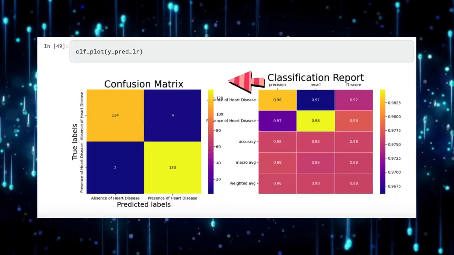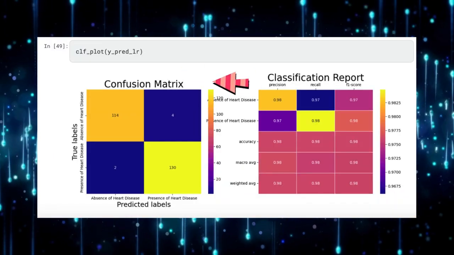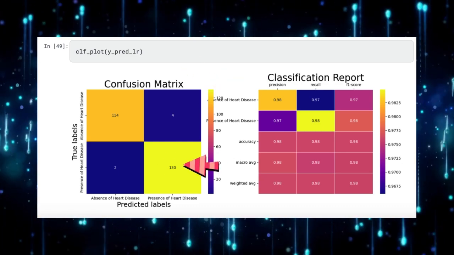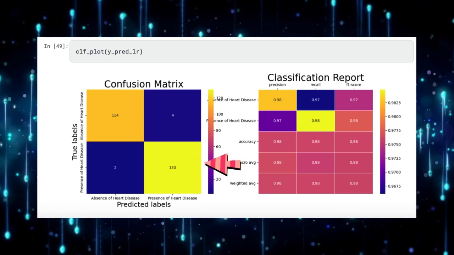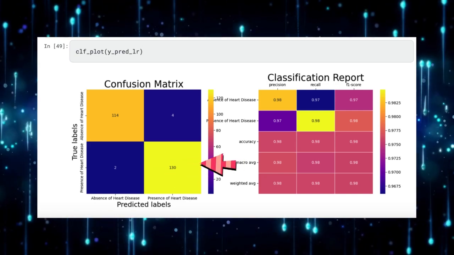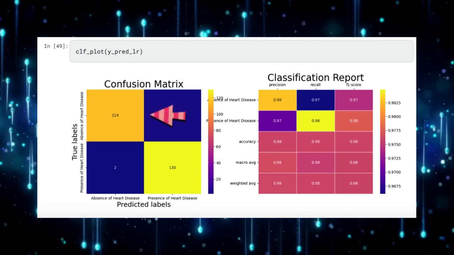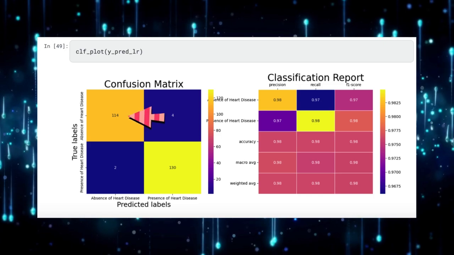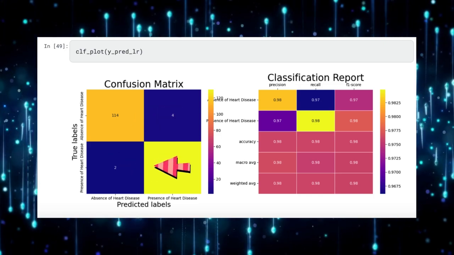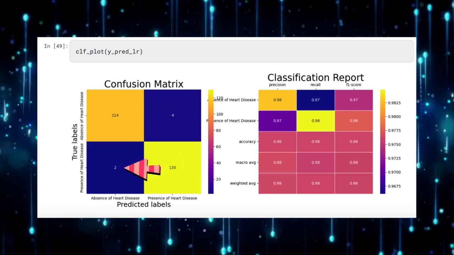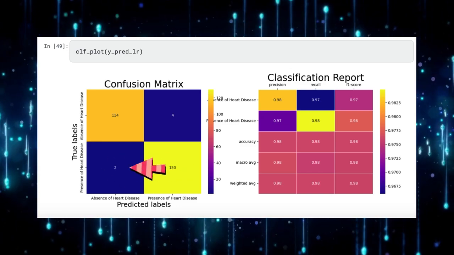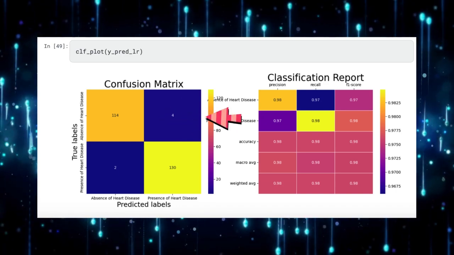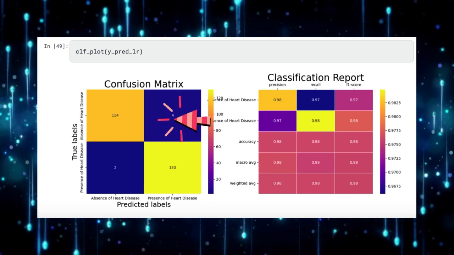Confusion matrix. We have the confusion matrix, which shows how well our model is performing by comparing the actual labels with the predicted labels. True positive, bottom right: 130. Here, 130 cases were correctly predicted as presence of heart disease. True negative, top left: 114. 114 cases were correctly identified as absence of heart disease. False positive, bottom left: 2. Only 2 cases were incorrectly identified as presence of heart disease when they were not. False negative, top right: 4. There were 4 cases where the model failed to detect presence of heart disease when it was actually present.